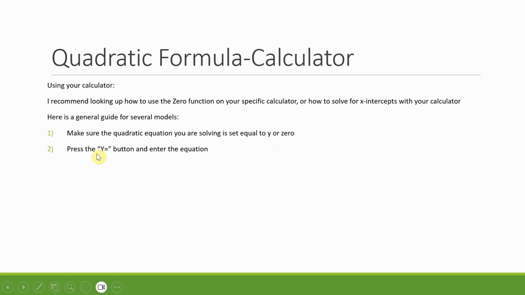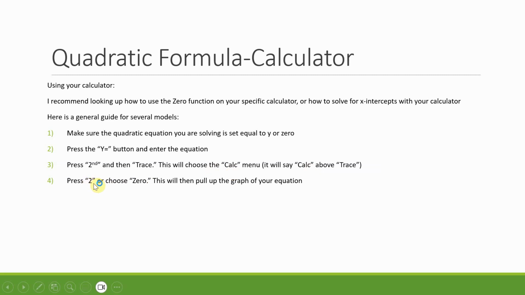So you're going to want to press the y equals button, or wherever you type in whatever equation that you want to graph, and enter your equation. Then press second and then trace. So that is going to give you the calc menu. If you look above the trace button, you're going to see the word calc. Second means you're just going to go to the thing right above it. That's what you're doing here, is going to the calc menu. In there, the second option is going to say 0. So you can either go down to 0 and press enter, or you can just press 2 to pick the second option.